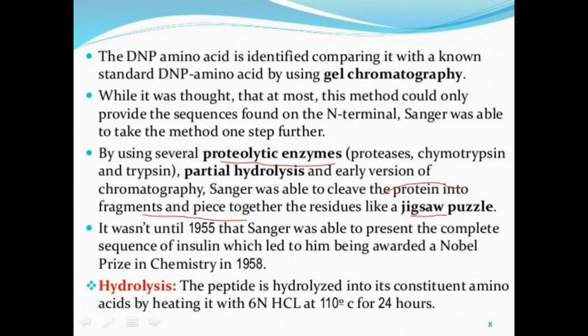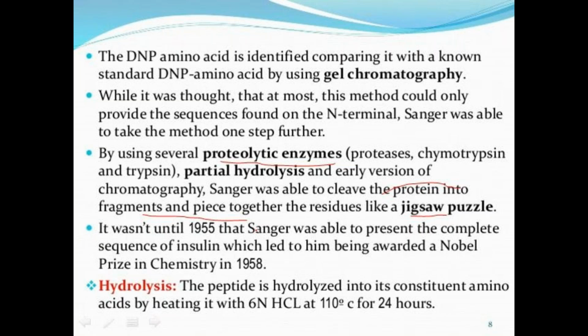Next, the first one is hydrolysis. Hydrolysis mainly occurs like this: the peptide is hydrolyzed into its constituent amino acids by heating it with 6 normal HCl at 110 degrees for 24 hours. Here we have to determine the composition of proteins, which means particular conditions are to be maintained for the denaturation of proteins. That releases only the constituent amino acids by heating. That is the hydrolysis process. And this method is called Sanger's method.